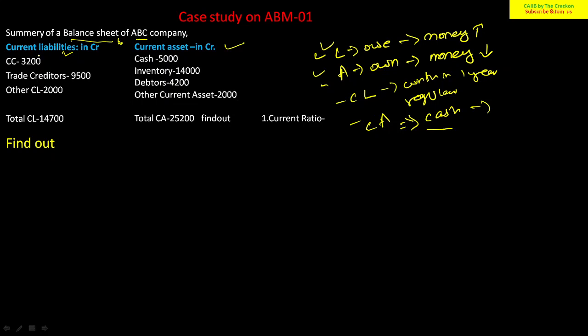So some data has been given, right? Current liability and current asset. In the balance sheet, as we know, on the left hand side the liability is mentioned and on the right hand side the asset is mentioned. So this is what we have done here. See, in current liabilities the data are like CC, that means cash credit, right? So this is cash credit, and the next one is CC, cash credit.